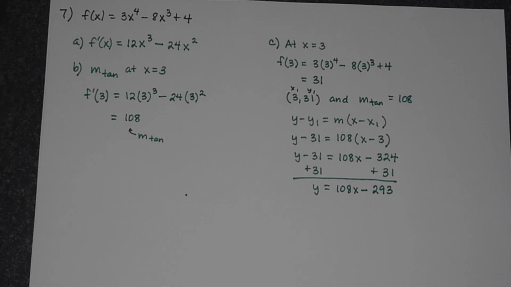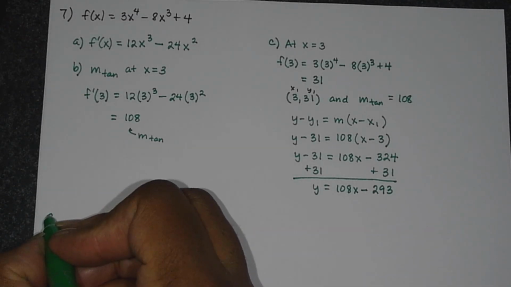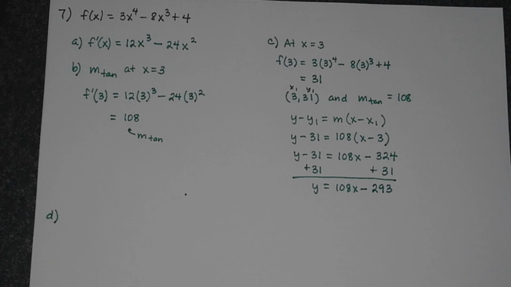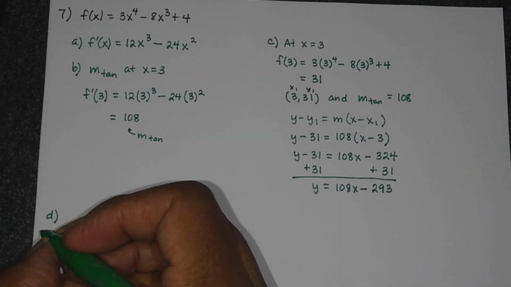Okay. Are there any questions about part C? And of course, part D is the value of x where the tangent line is horizontal.